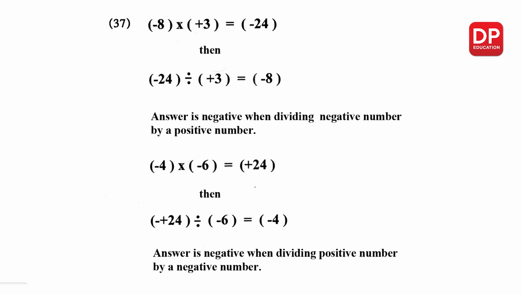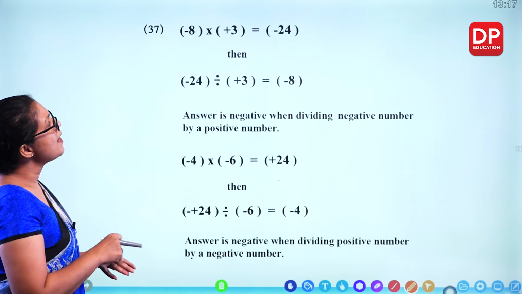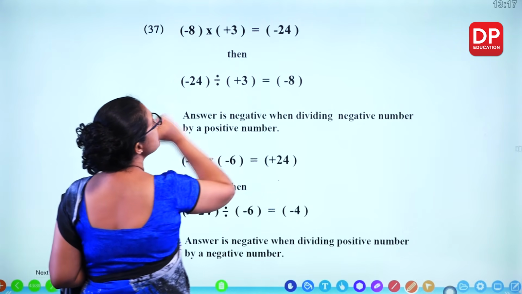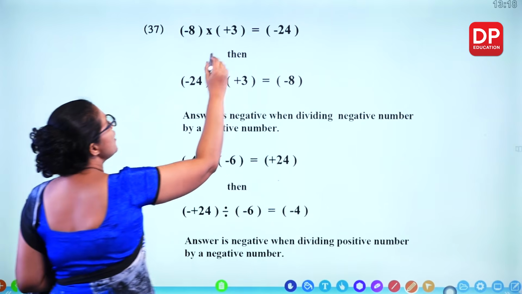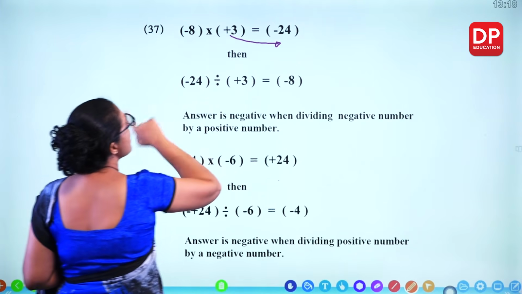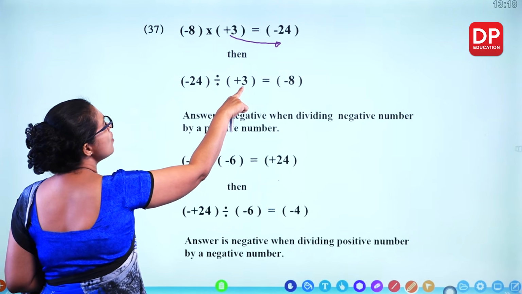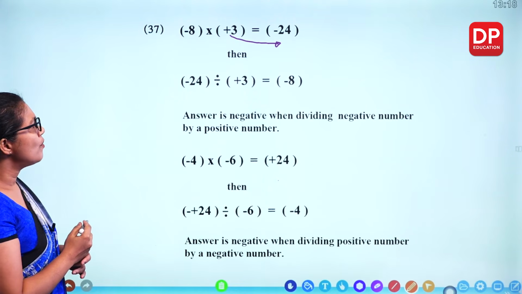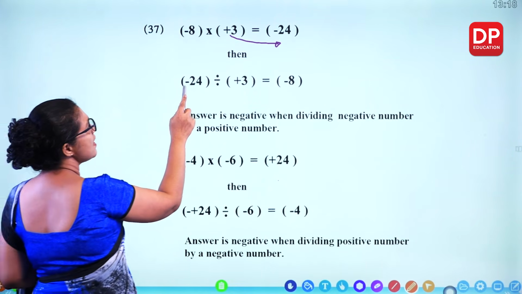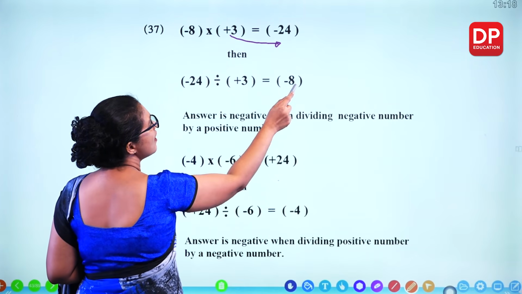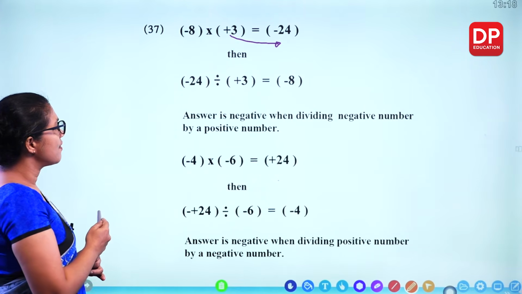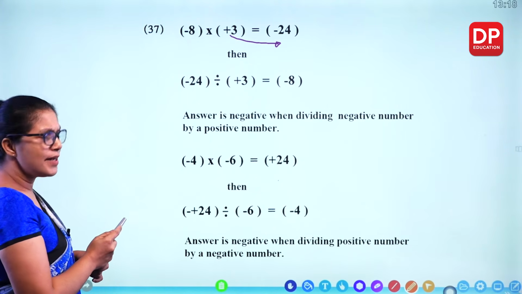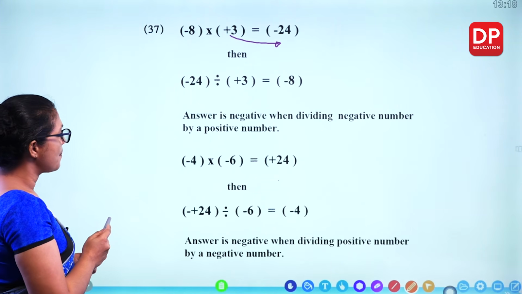Now what happens here? 1 is negative and 1 is positive. So minus 8 and plus 3, we know that's minus 24. When you take plus 3 to this side, that means minus 24 divided by plus 3, you need to get minus. Now what happens? 1 is negative, 1 is positive. Answer is negative. Answer is negative when dividing negative number by a positive number.